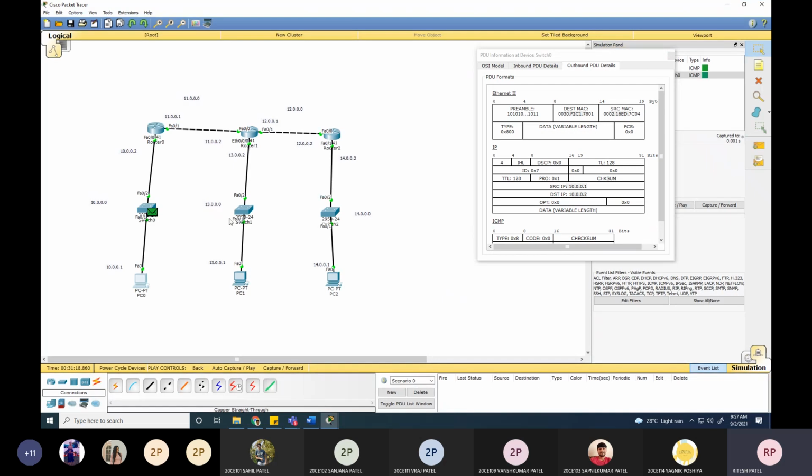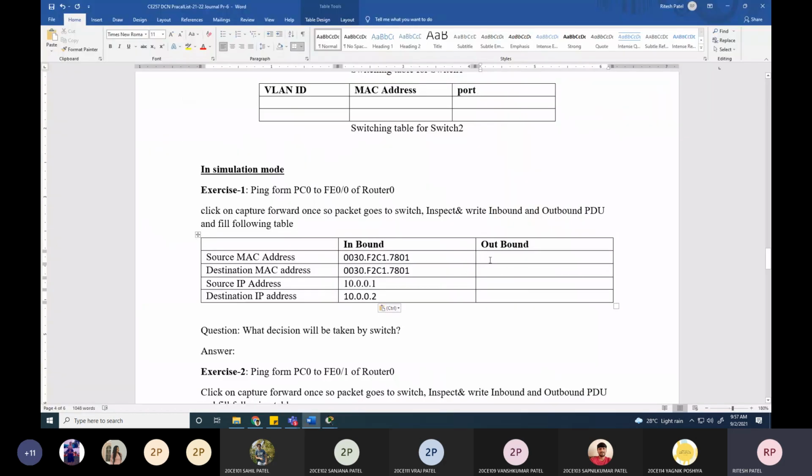Ultimately, what I want to inform you is that when the packet comes into the switch, it is known as the inbound PDU detail. The switch has a processor and RAM. It takes some decision and forwards on the outgoing link. That is known as the outbound PDU, the outbound packet. So we inspect inbound, and after processing we inspect outbound, and we write it over here. For this case, the inbound and outbound remain the same. For exercise 1, inbound and outbound remain the same.